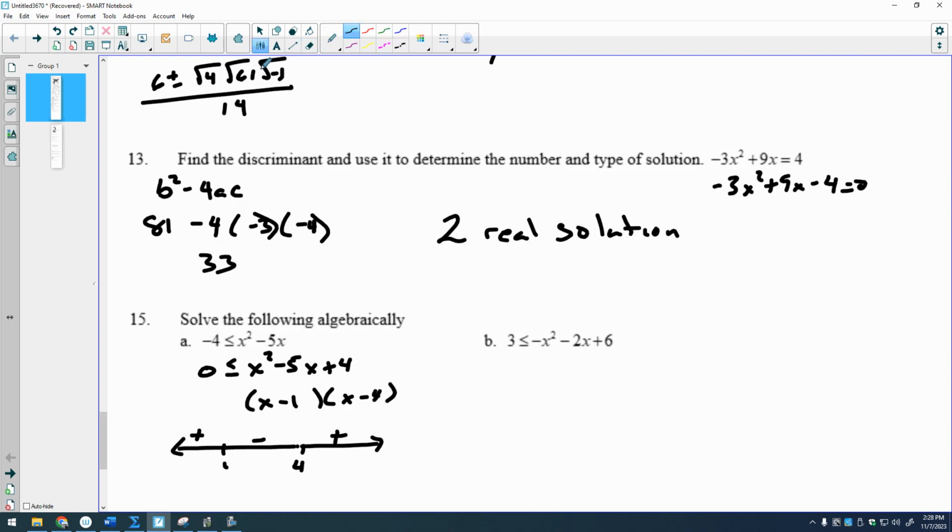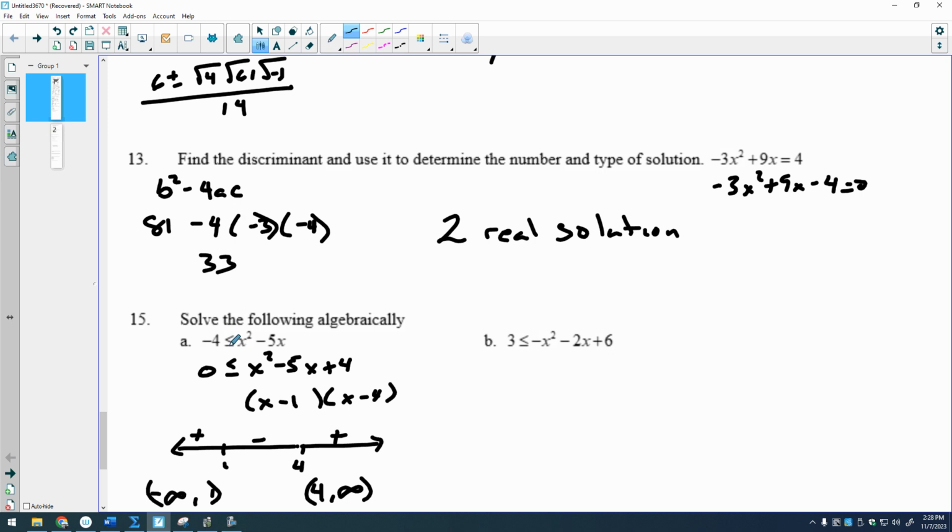So there's my little number line. Now I've got to answer the question. Solve the following. Where is x squared, etc., greater than or equal to 0? Where is this positive? Well, when my x's are between negative infinity and 1, and between 4 and positive infinity. Not including 4 because it's 0 there.